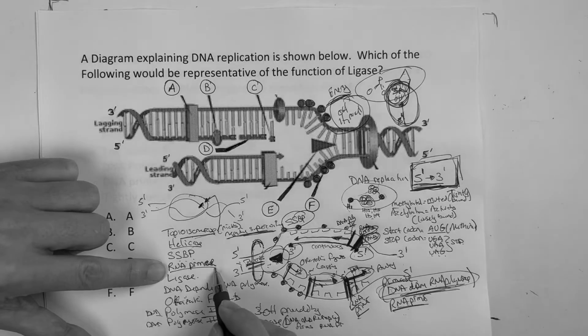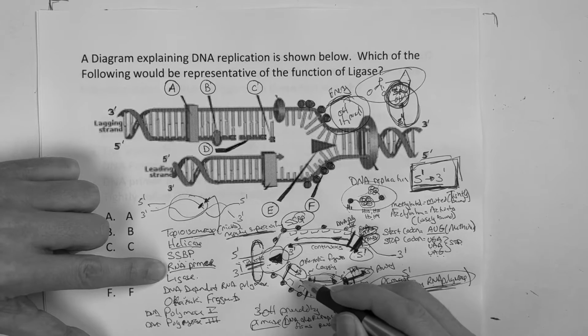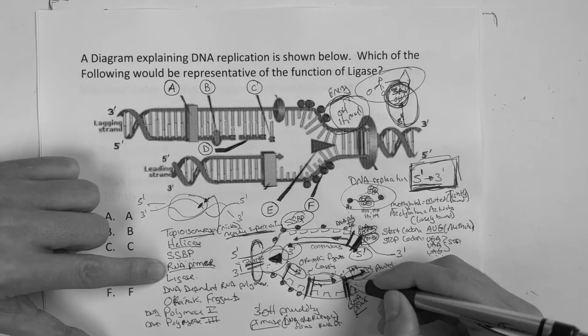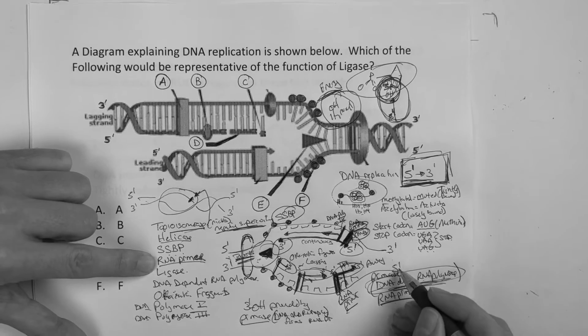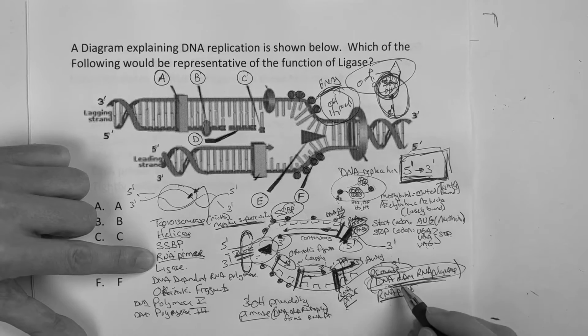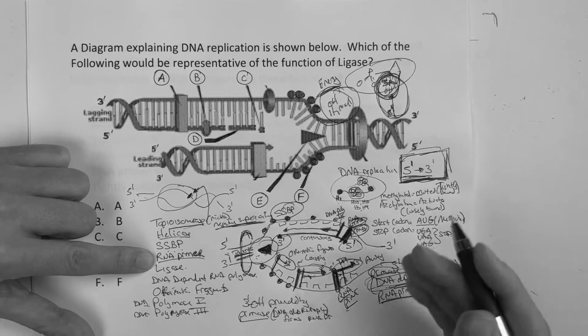The RNA primer, well, he's the guy who initiates the synthesis, right? He initiates the synthesis. Where did he get his power from? He got his power from the energy from the primase, who is DNA-dependent RNA polymerase, given the hydroxyl group.